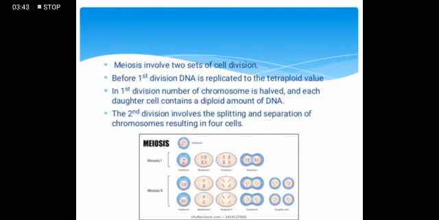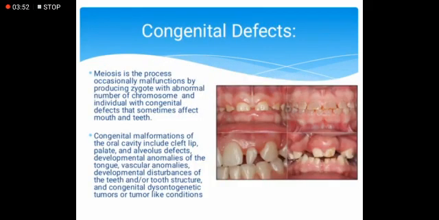Meiosis involves two sets of cell division. In this diagram, you can clearly see meiosis 1 and meiosis 2. Congenital defects. Meiosis is a process that occasionally malfunctions by producing a zygote with an abnormal number of chromosomes and individuals with congenital defects that sometimes affect the mouth and teeth.